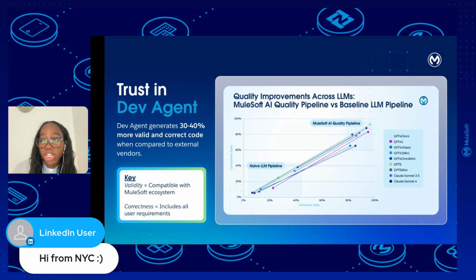Across the board, we generated more valid code, meaning code that actually worked, that actually ran within the Mule environment. But beyond that, we also generated more correct code, meaning code that included or met all of the user requirements. Combined, this translates to 30 to 40% better quality code when compared to other LLM vendors. Again, true results with Dev Agent.